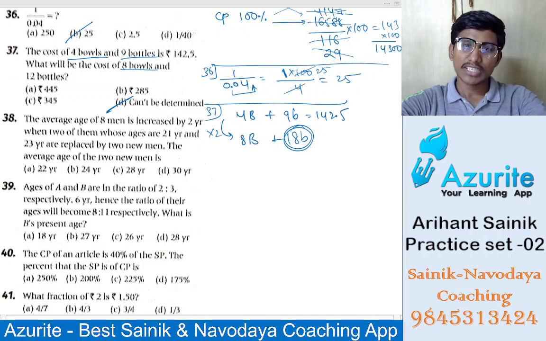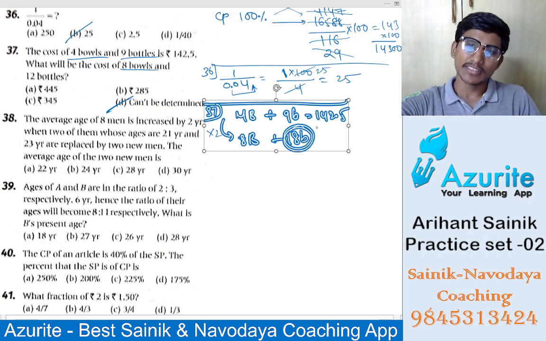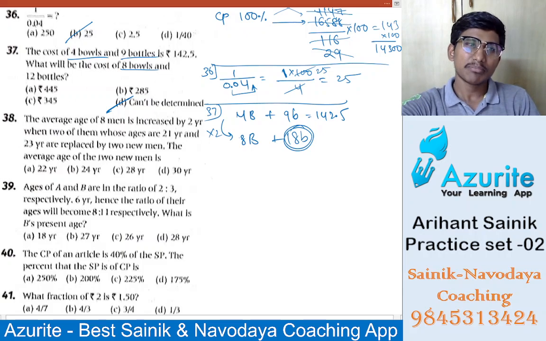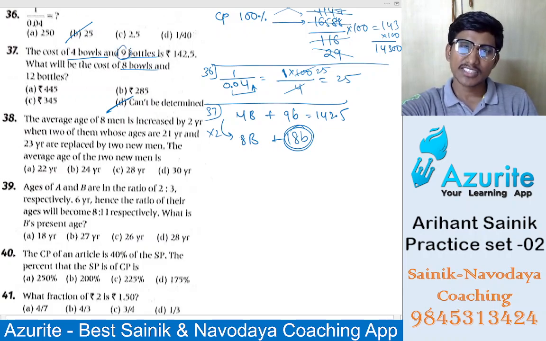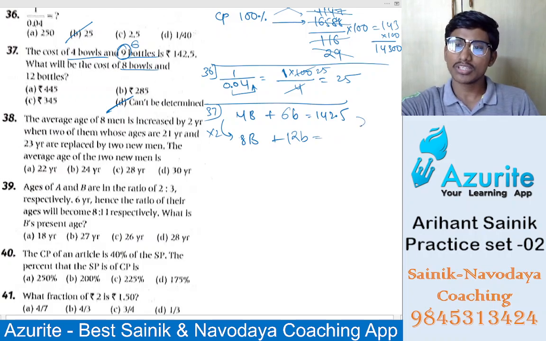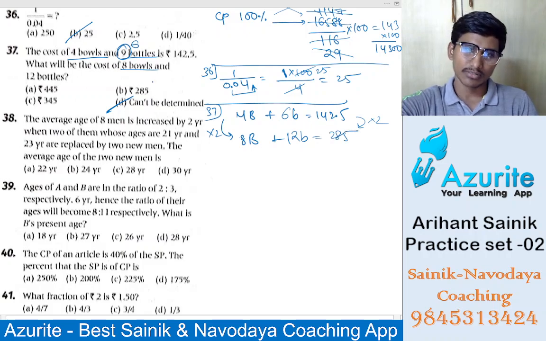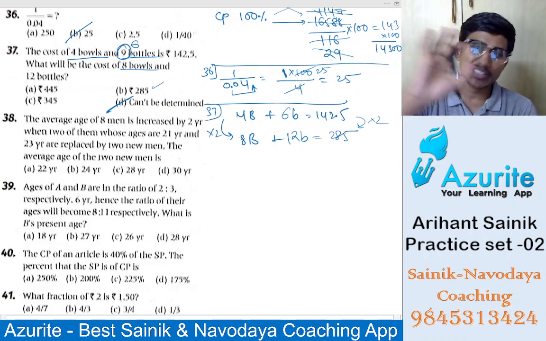So students, we cannot determine if it is 18. But that may be 6. See here, if instead of 9 bottles it is 6 bottles, we can take 6 bottles, then doubling it, we will get 12 bottles. 6 2s are 12. So here also we have to double. It will be how much? 285. Okay. So you should do like this. Understood?